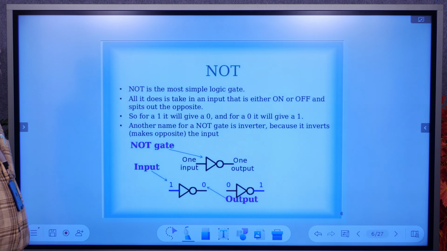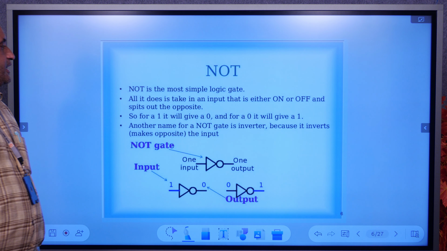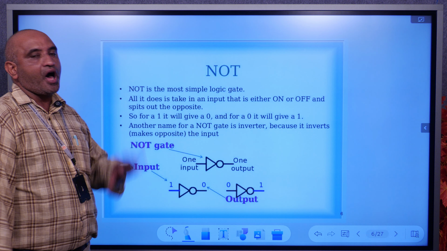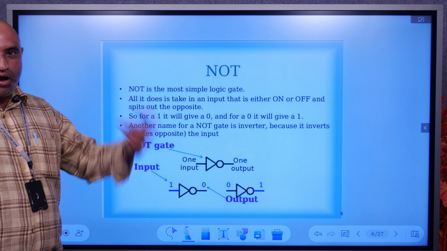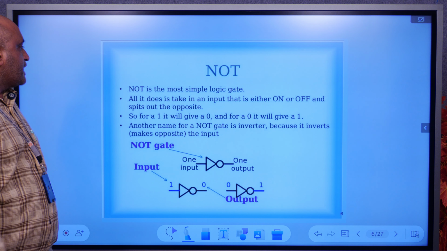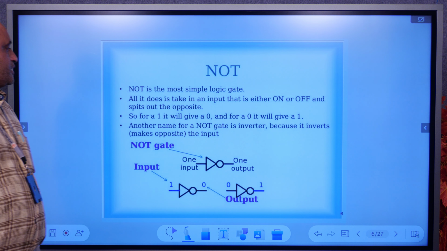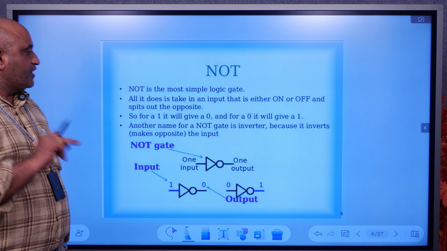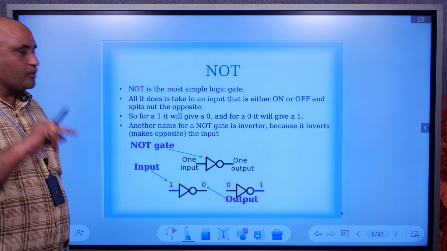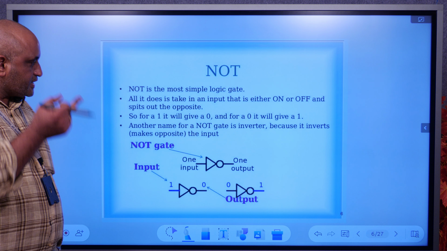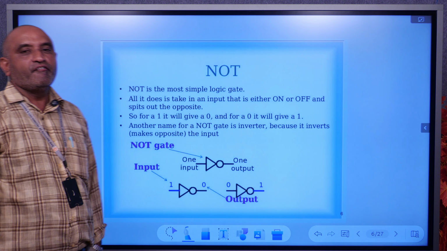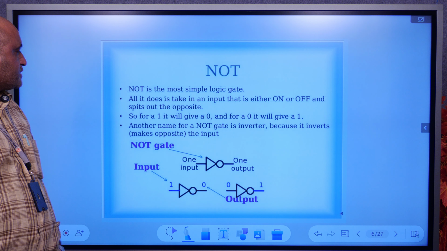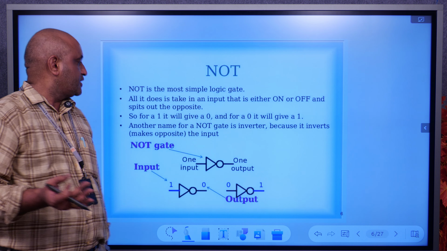The NOT gate is the simplest logic gate. All it does is take the input that is either on or off. Suppose 0 is given, this is off, and 1 is given, this is on, and it spits out the opposite output. If 1 is given to the input, the output is 0. If 0 is given to the input, the output is 1. Another name for the NOT gate is the inverter, because the inverter takes the opposite of the input.